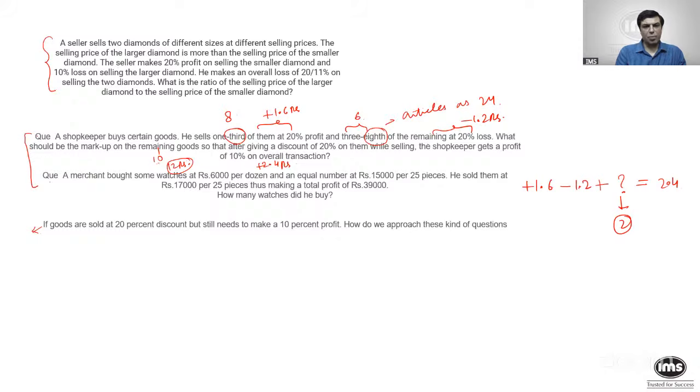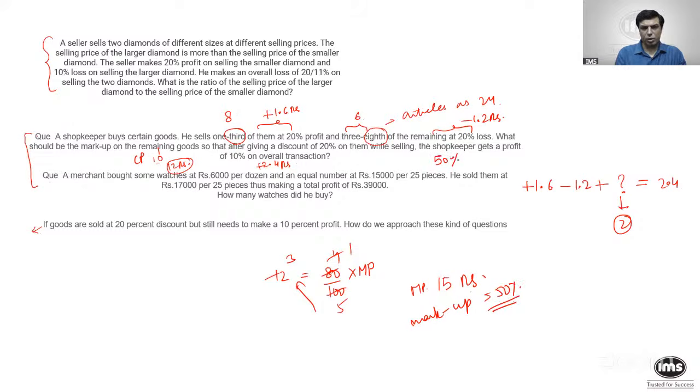This 12 rupees comes after giving a discount of 20%. So which means this 12 rupees is nothing but 80% of the mark price. When you give discount of 20%, you are selling at 80% of the mark price, which means how much is the mark price? 5 into 3, 15 rupees. 15 rupees is the mark price. So articles which cost you 10 rupees, you are marking them at 15 rupees. So how much is the markup? 50%. First answer is 50%. Is it clear, Gurleen?